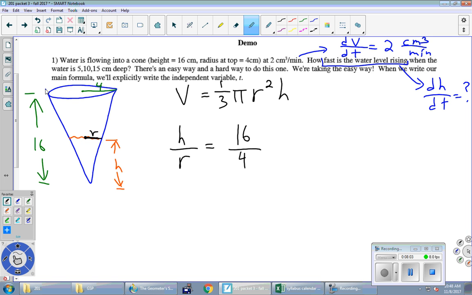Okay, now we've got to think carefully. I want to solve this equation for either R or H and substitute into my volume equation. Given that I really want to know dH/dt, I'd like H to still be in my volume equation, which means I want to get rid of R, which means I'm going to solve that equation for R and substitute. So solving this equation for R, I'll cross multiply first. 16R equals 4H. And then divide by 16. And so we get the radius as 1/4 of the height.